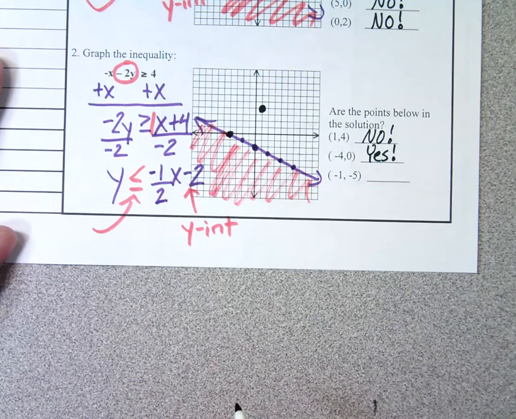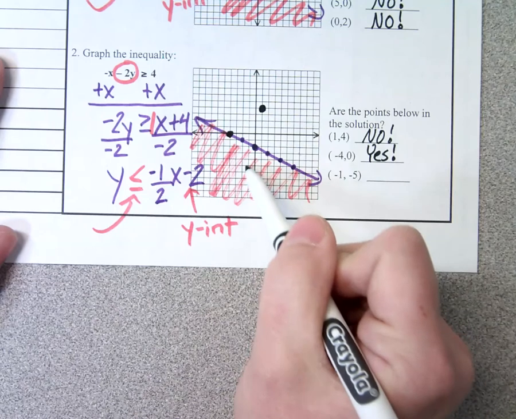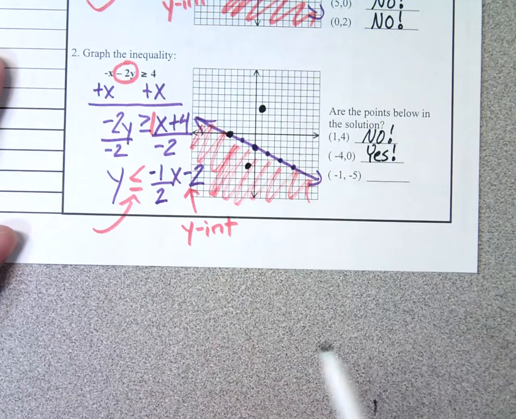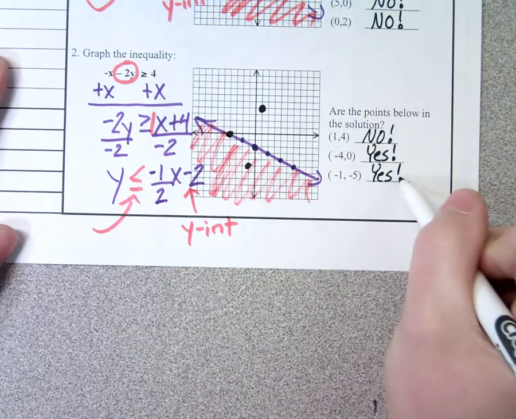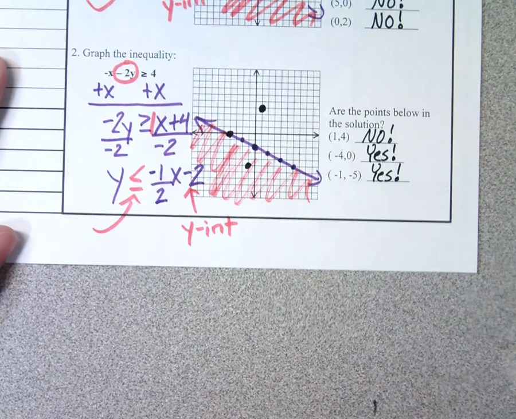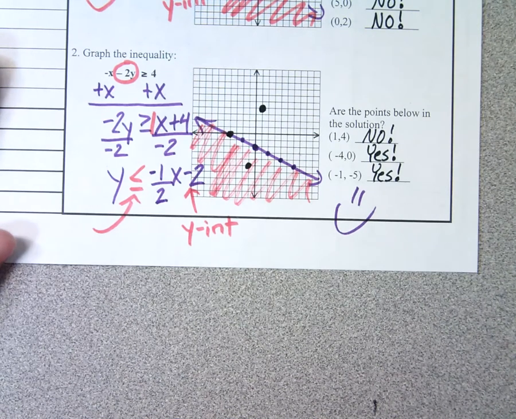Negative 1, negative 5. I go left 1 and down 5. Is that in my shaded section? Yes, it is. So, yes, negative 1, negative 5 is a solution. Front page done. Let's give it a smiley face. All right, flipping our paper.